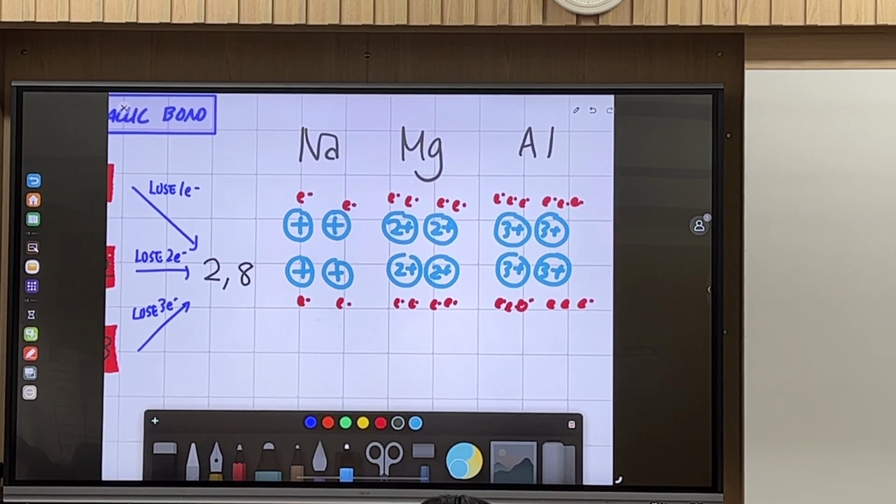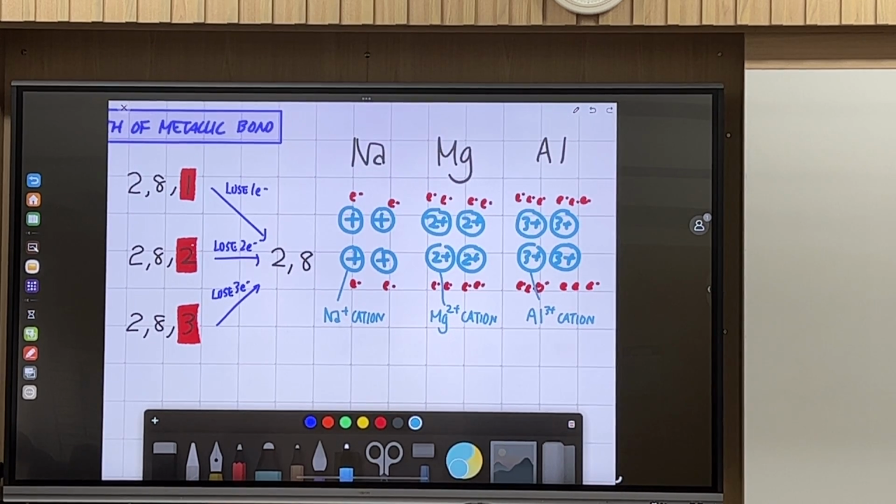Each of these we call an Na+ cation, and an Mg2+ cation. You can see that the charge is slowly increasing from a 1+ cation to 2+ and finally a 3+ charge cation. And you know what? In physics, we know that the bigger the charge of two charged substances, the stronger the attraction between them.